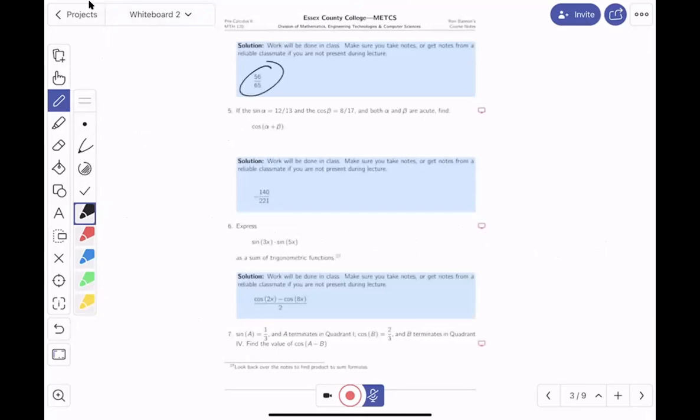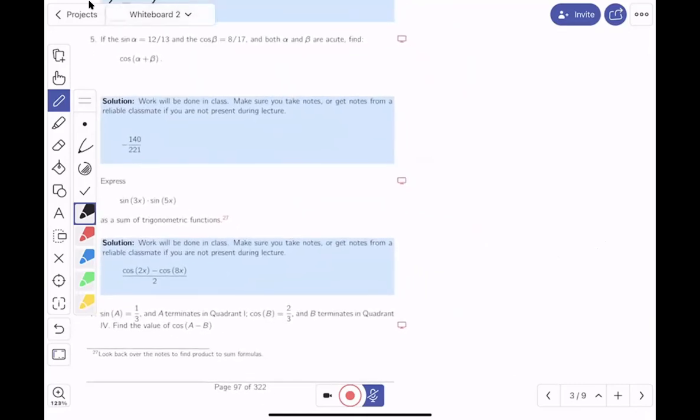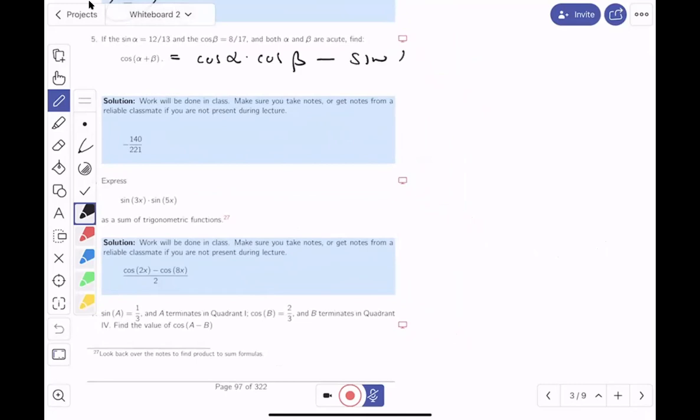All right, let's go to number 5. And number 5 is very similar to what we just did. It's a summation of 2 angles, alpha and beta. It's going to be cosine alpha times cosine beta minus sine alpha sine beta. All right, there are 4 things to know. And I think they told me some of those things.